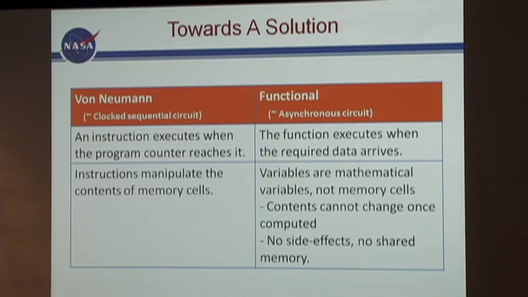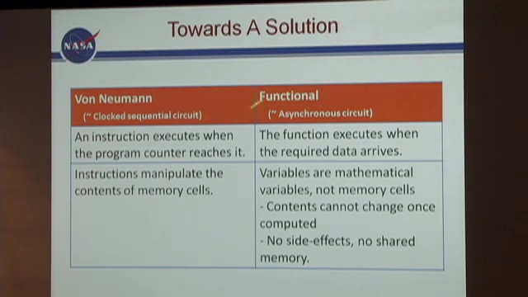And an example of why that's a memory cell and not a mathematical variable is you can write statements in C of the form x equals x plus 1. Now, mathematically, in the domain of integers, that doesn't make a lot of sense. But in computers, it makes perfect sense, at least in this kind of a computer. An instruction executes when the program counter reaches it. That's not a concept in mathematics.